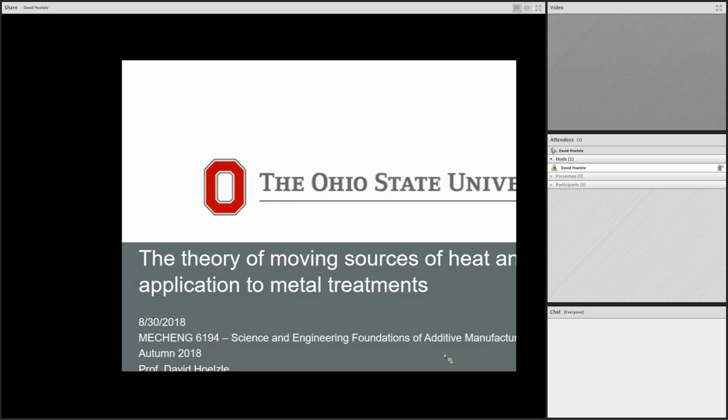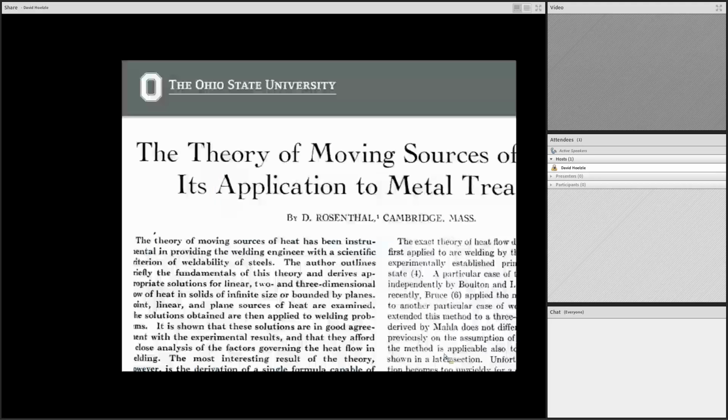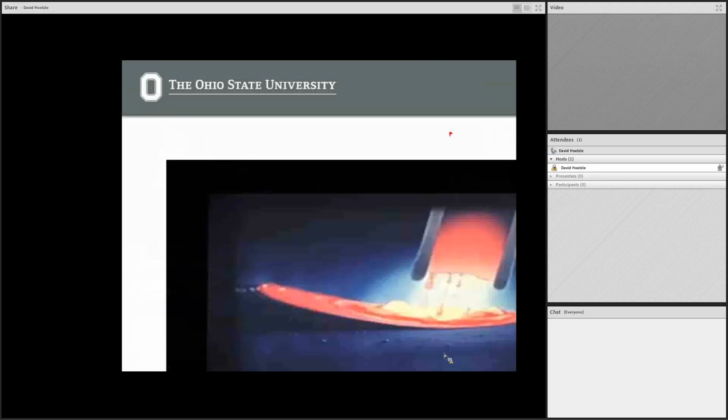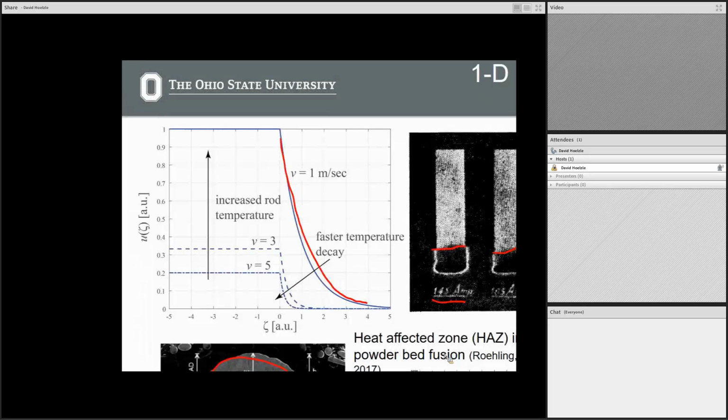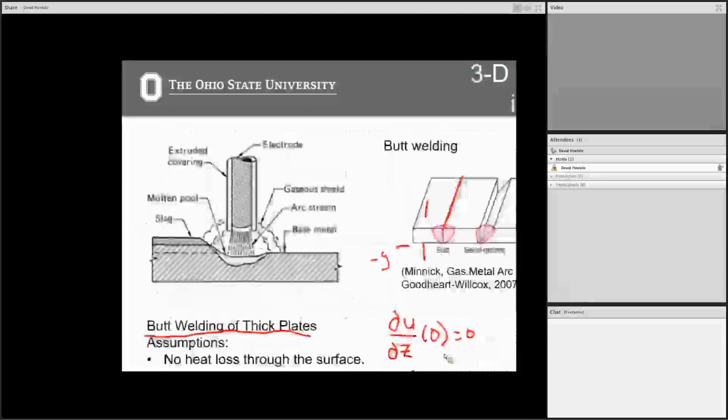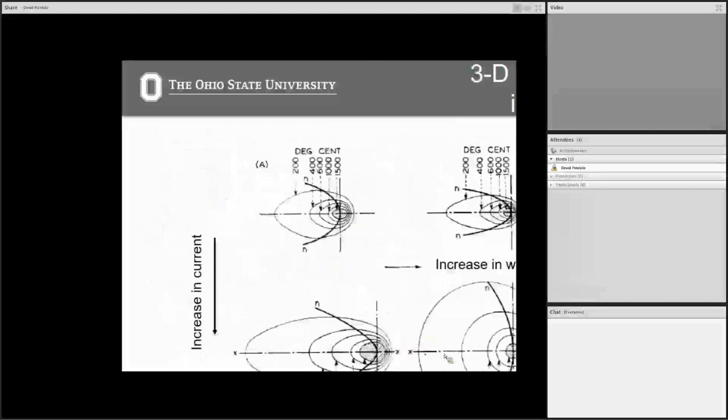The main message is, this is a paper looking at the problem of arc, and they were trying to derive some simple relationships to get the temperature in arc welding. I think the most interesting plot here was actually these plots right here. This is looking at basically the temperature profiles for welding.